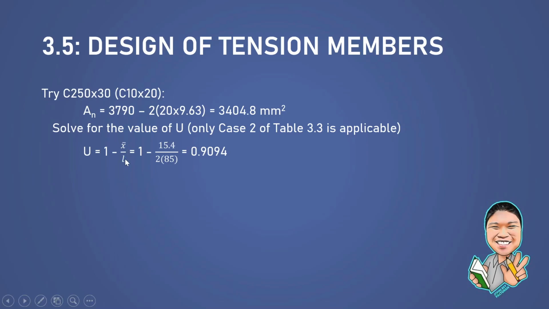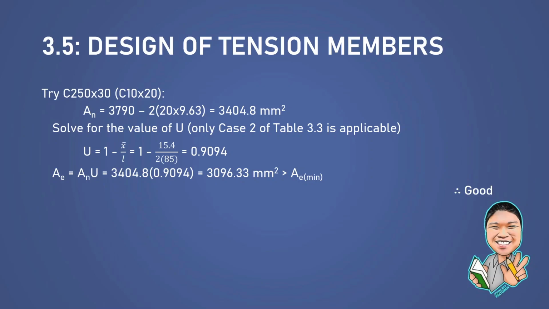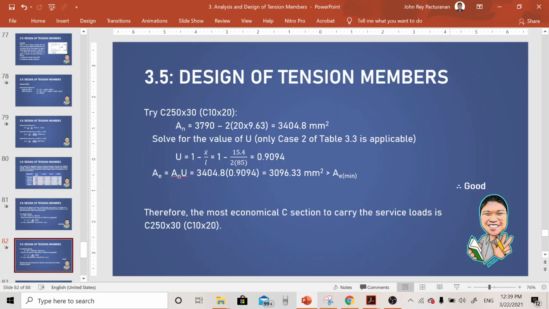So, U is equal to 1 minus X bar over L. 1 minus 15.4 over 2 times 85. So, that is 0.9094. Pag kinompute natin yung AE, so that is A and U, 3,404.8 times 0.9094. So, that is 3,096.33 and that is above the minimum effective net area. So, therefore, that is good.